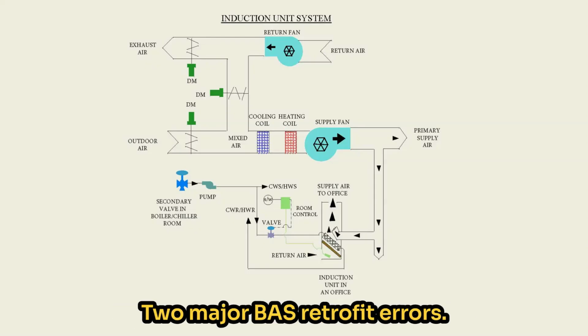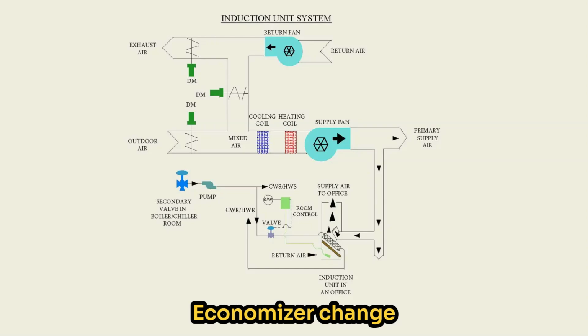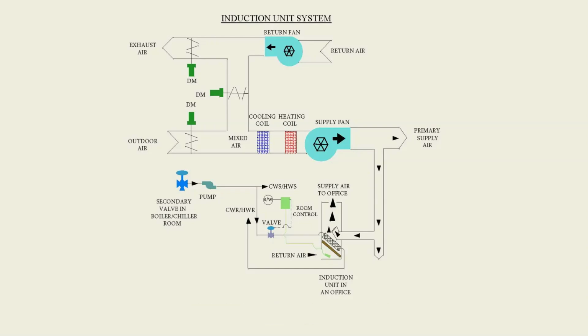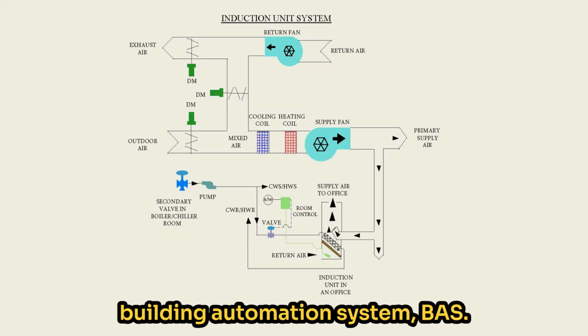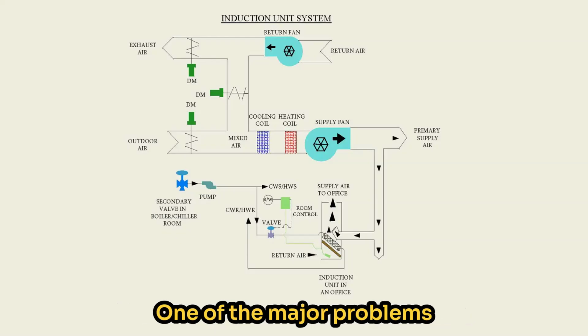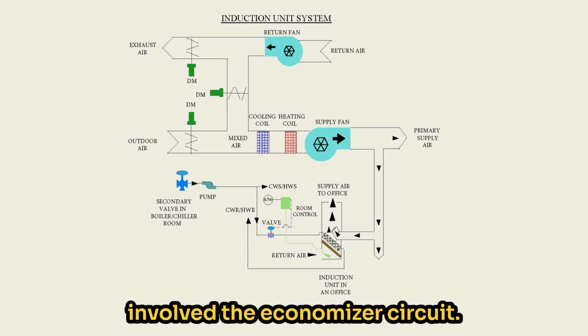Two major BAS retrofit errors. Economizer changeover, number one. A building owner asked us to evaluate a newly installed building automation system, BAS. One of the major problems involved the economizer circuit.